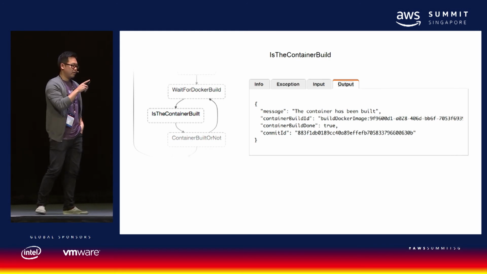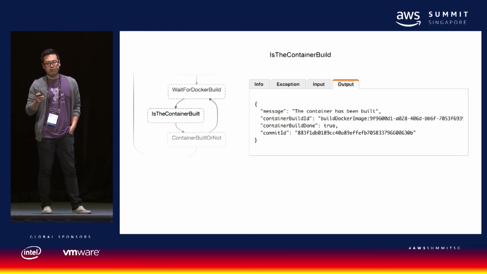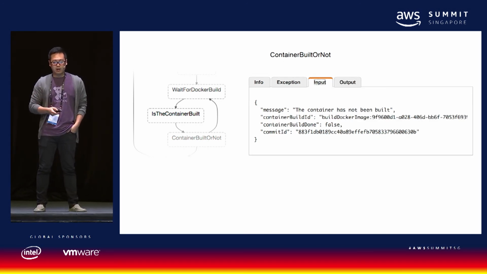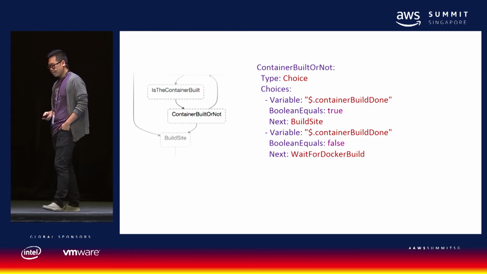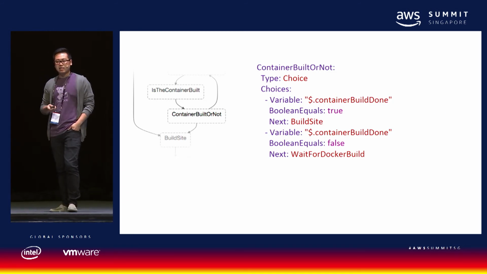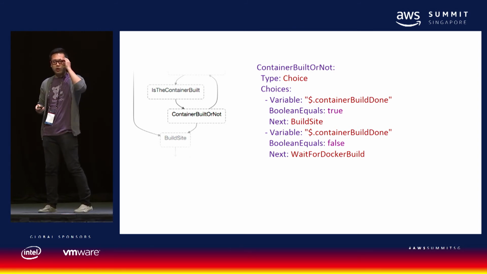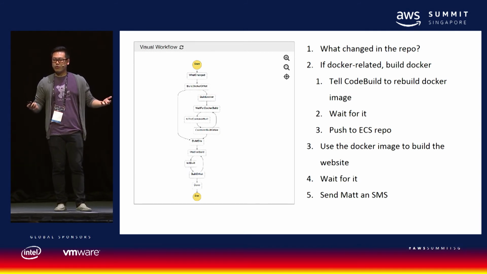It's going to output container build done, true or false. If it's true, great, we'll move to build site. If it's false, we're just going to go ahead and move back to that wait loop. And that's what that looks like right here. Now, I'm not going to go through build site because it's the same loop. Build the site, wait for a little bit, see if it's done. So essentially, we just went through that. We went through that step function.